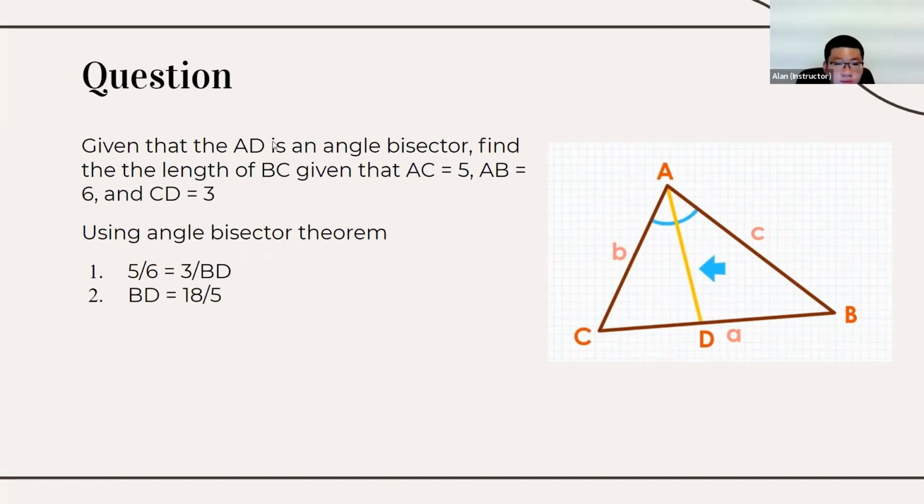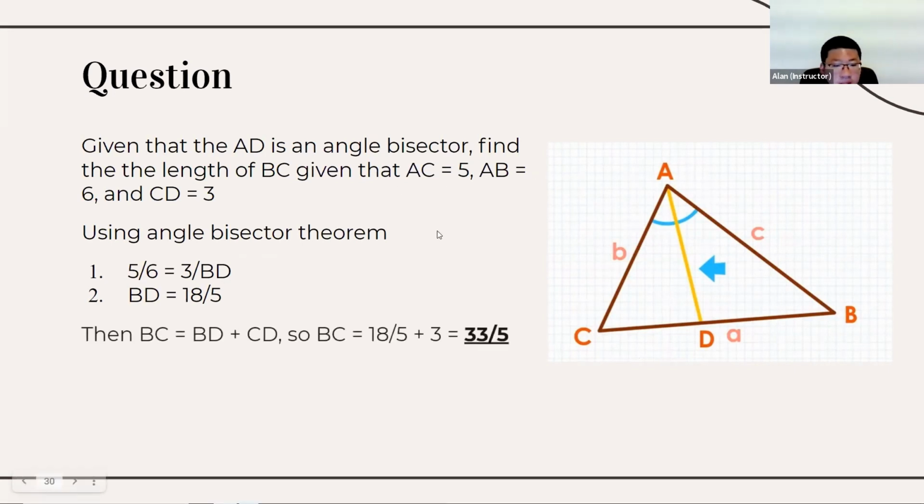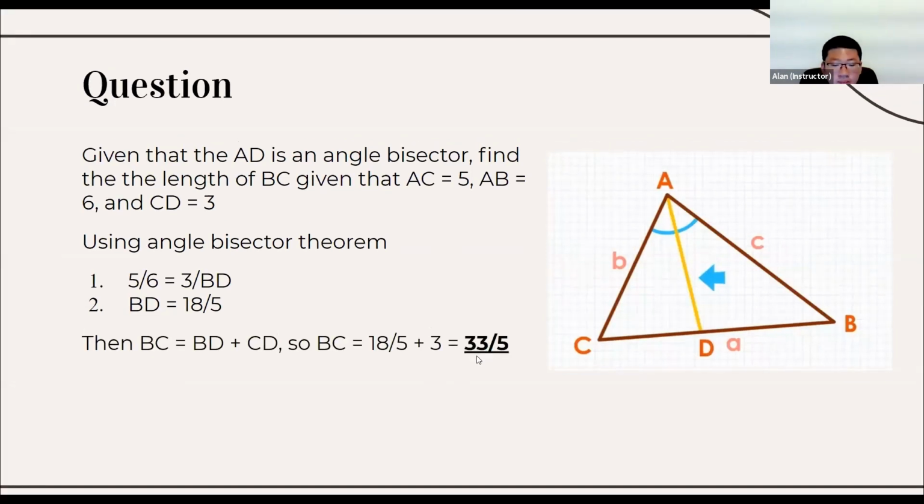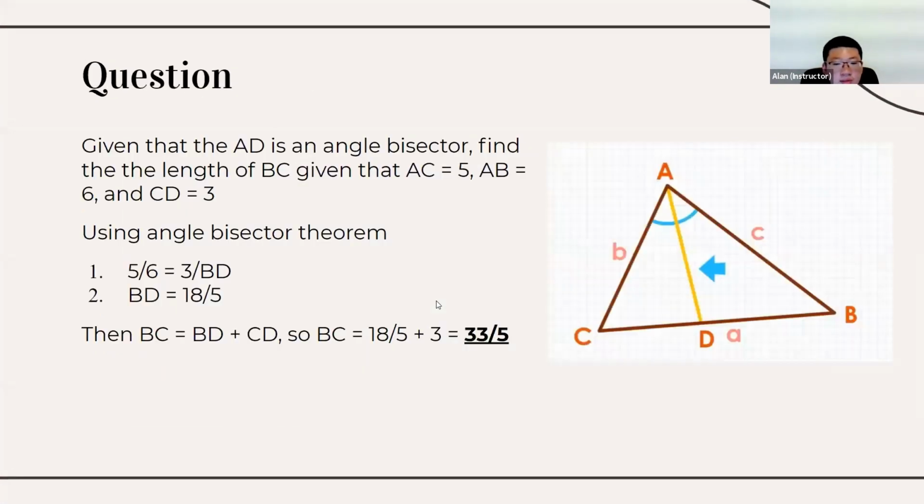And some of you might have been tricked because it's asking for the length of BC. So you have to add the length of BD to CD. You're going to find that the final answer is 33 over 5, and that's equal to 6.6, which is an equivalent form.